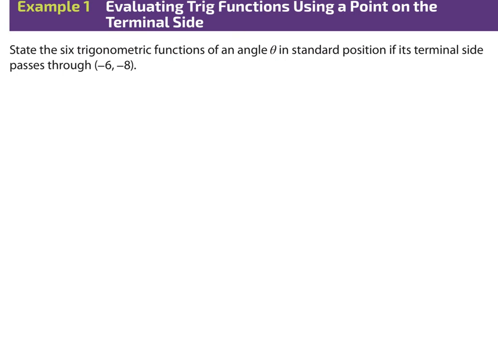State the 6 trigonometric functions of an angle in standard position if its terminal side passes through the point -6, -8. So I am in the third quadrant here. I do need to solve for my R. I know my X. I know my Y. My R is going to be the square root of X squared plus Y squared. So that's the square root of 100. So my R is going to be 10.